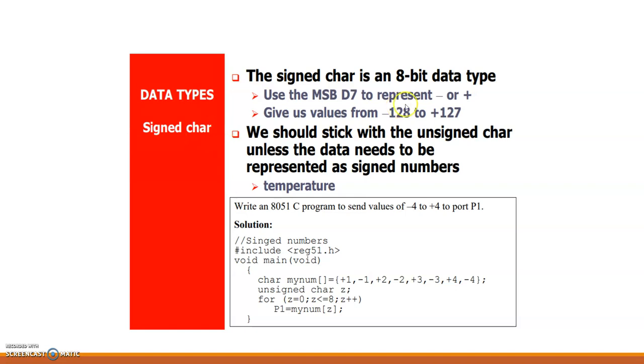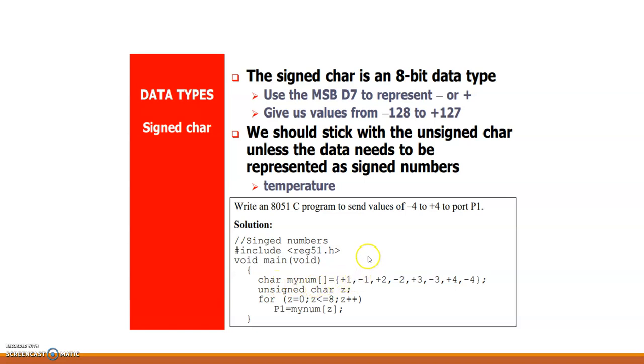Next is signed character. Signed character means the MSB bit will represent the sign, it is 0 or 1. So the range of values will be -128 to +127. In 8051 embedded C programming, signed character is the default, so you need not represent signed character. Even if you write char, it will be considered a signed character. When you want an unsigned character, you need to use the keyword unsigned.